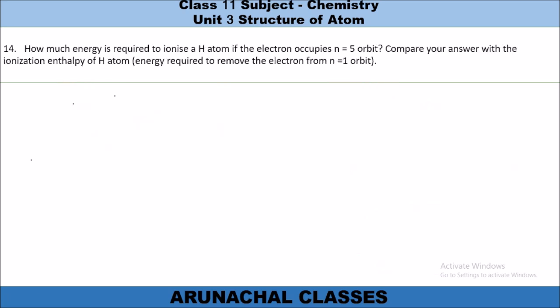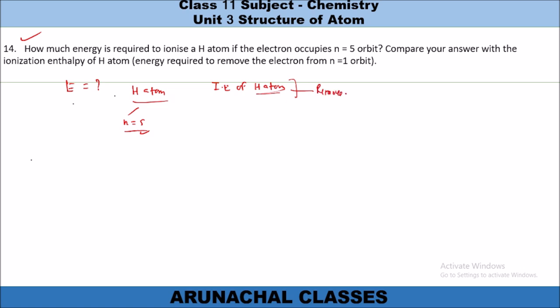Going to question number 14. Here we have question 14 now. How much energy is required? We need to find out how much energy is required to ionize a hydrogen atom if the electron occupies n is equal to 5. That means this fifth orbit has been occupied. Compare your answers with the ionization enthalpy of hydrogen atom to remove the electron from the first orbit.